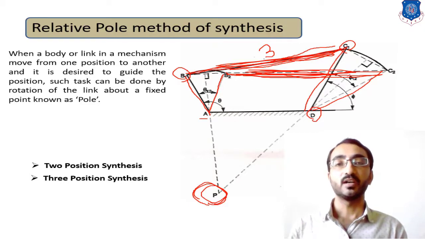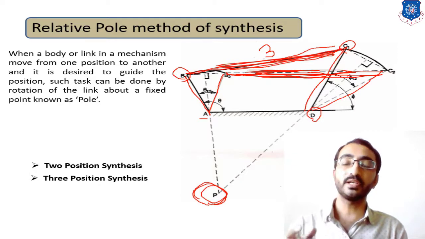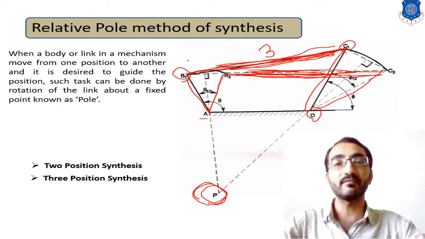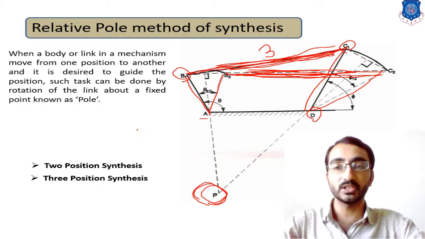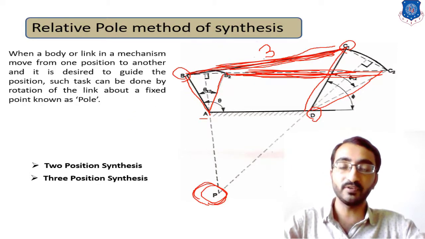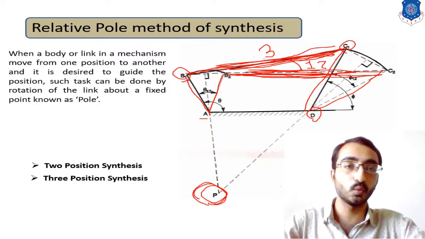Now over here, we will use two types of method, that is two position synthesis and three position synthesis. In two position synthesis, we will have data of two positions. If we refer to this figure, from B1 C1 to B2 C2 is known as the first and second position. So this one is known as the 1-2 position.